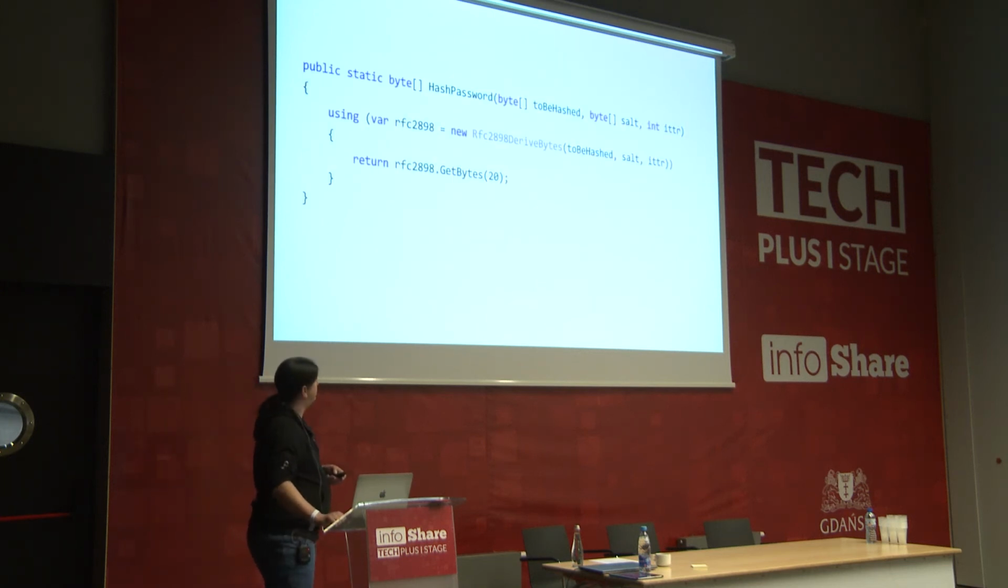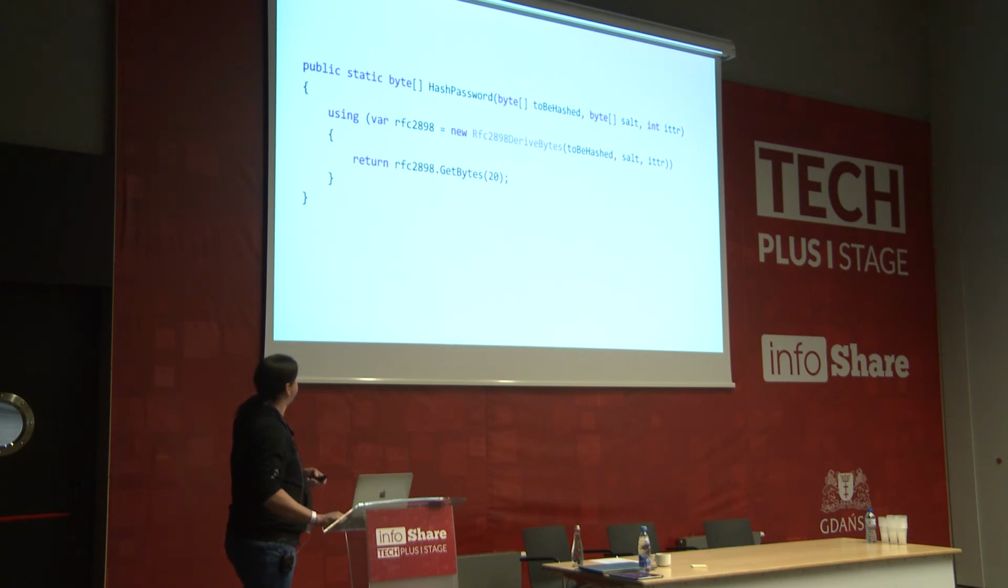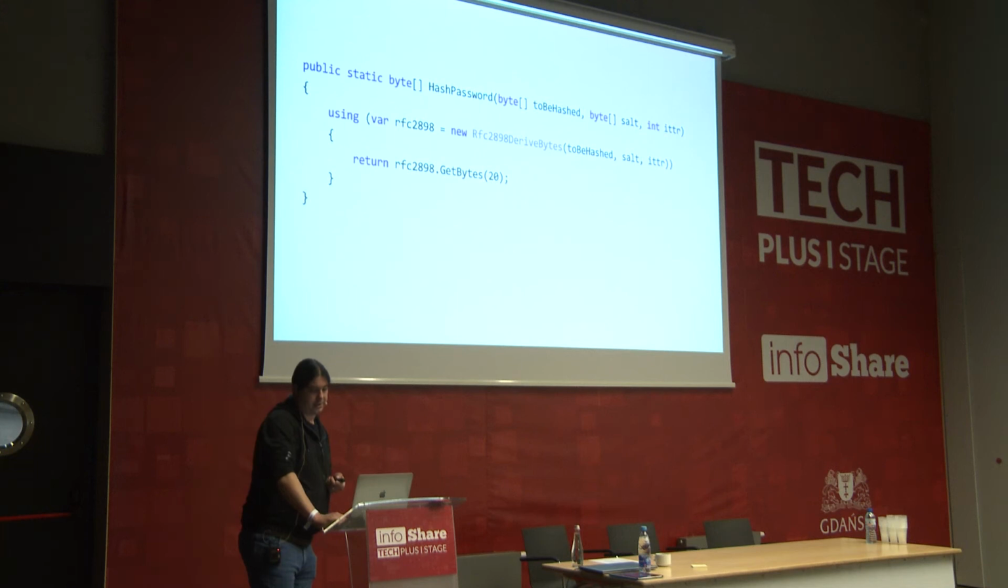Now in .NET, this is incredibly easy to do. You just need those few lines there. So we've got a class called Rfc2898DeriveBytes. I'd love to meet the person who names these classes at Microsoft. You pass in your password to be hashed, you pass in the salt and a number of iterations, and you get the hash back out the end.